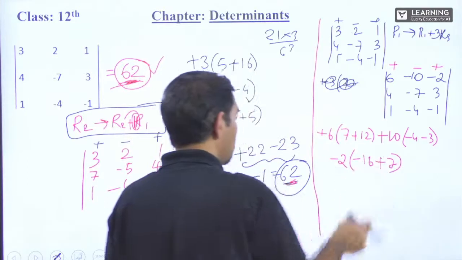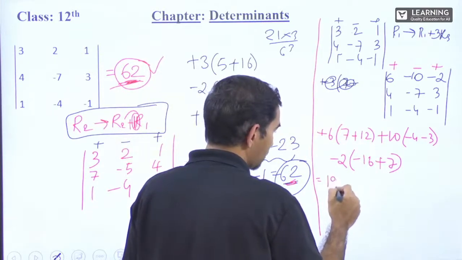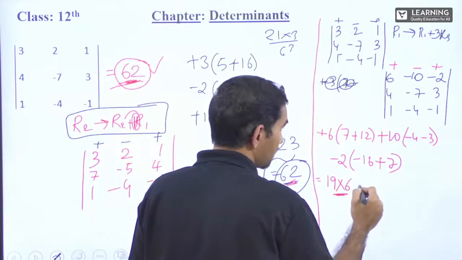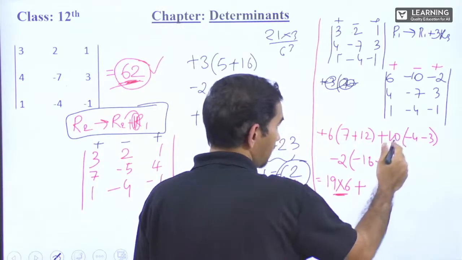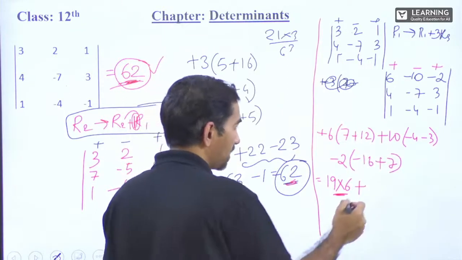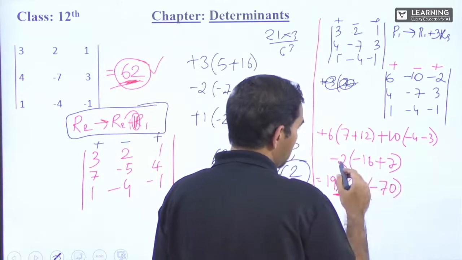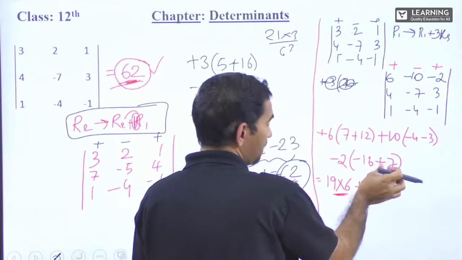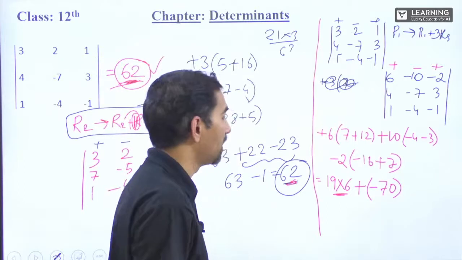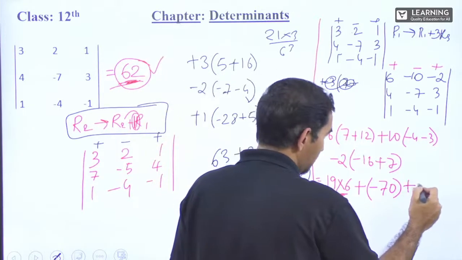So let's solve this now. What we'll be getting? 19 into 6, plus 10 into minus 7. 10 into minus 7 is minus 70, plus into minus is again minus. So we'll write minus 70. And minus, so this is becoming 16 plus 7, right? So 16 plus 7 will be equal to minus 9. Minus 9 into minus 2 is plus 18.